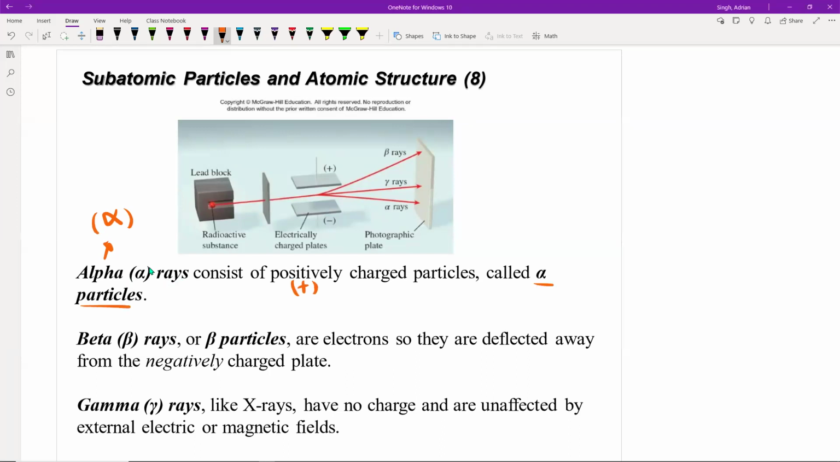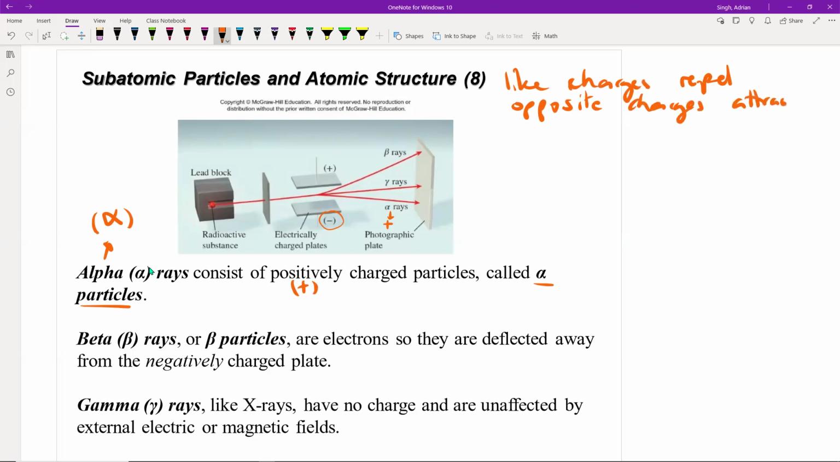And they knew that it was positively charged because the alpha rays here were deflected towards the negative electrode, right? So opposites attract. If something is being attracted towards the negative electrode, this should be positive. So alpha rays are positive, made up of alpha particles. By the same token, if it's being repelled by the positive electrode, that means it should also be positive, right? So like charges repel, opposite charges attract. That's the general gist of how charges work.